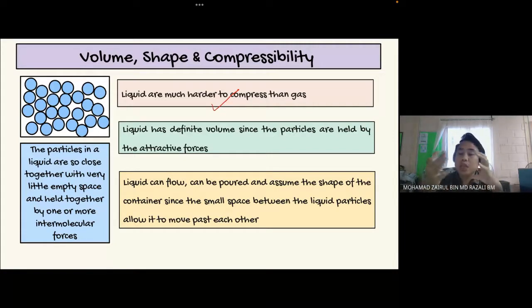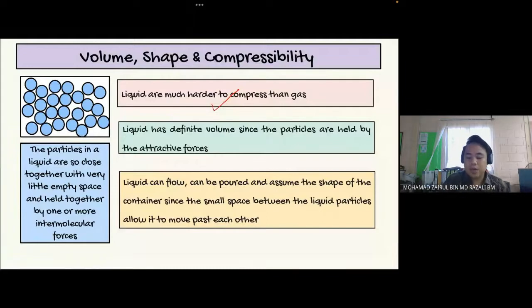If you compare to the liquid, the space tu masih ada, tapi the empty space itu is quite small compared to gas. Sebab itulah kalau liquid susah kita nak compress dia. Kalau awak ada piston, ada vessel, dalam vessel tu awak ada liquid, awak nak try tekan dia, awak akan ada macam push balik sebab the distance between particle is quite small. So dia almost is very hard lah to be compressed compared to gas.